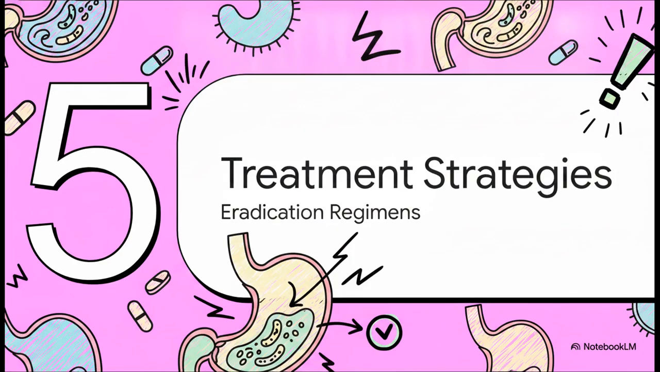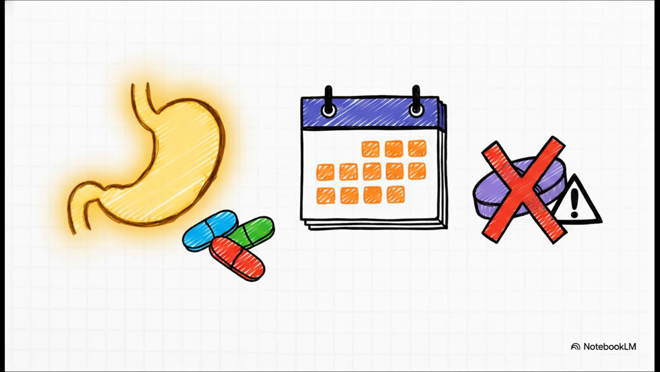Finally, let's bring it all together in Section 5, Treatment and Eradication. When exactly do we treat, and how do we get the job done? So, there are definite hard indications for treatment. If a patient has documented peptic ulcer disease, whether it's active right now or in their past history, or if they have low-grade gastric MALT lymphoma, you absolutely have to treat them.